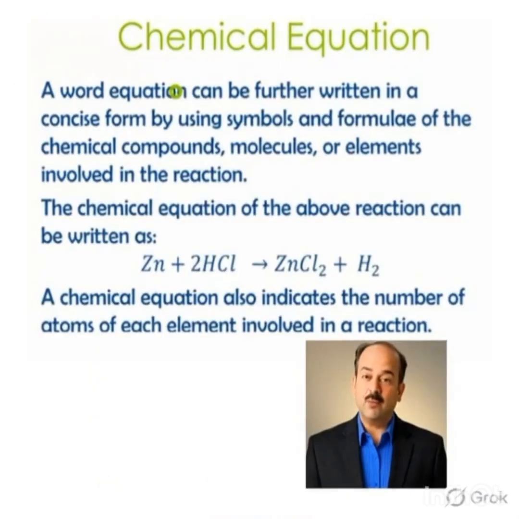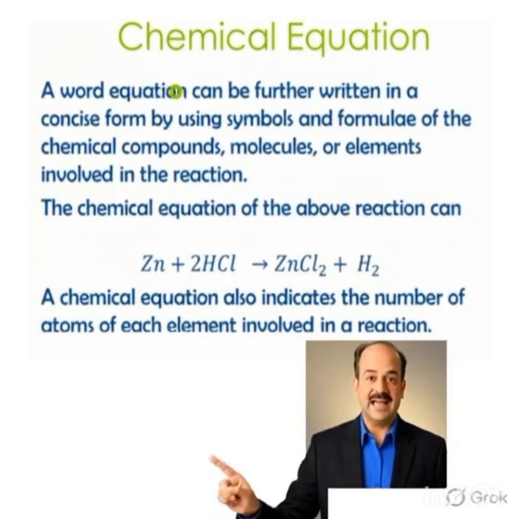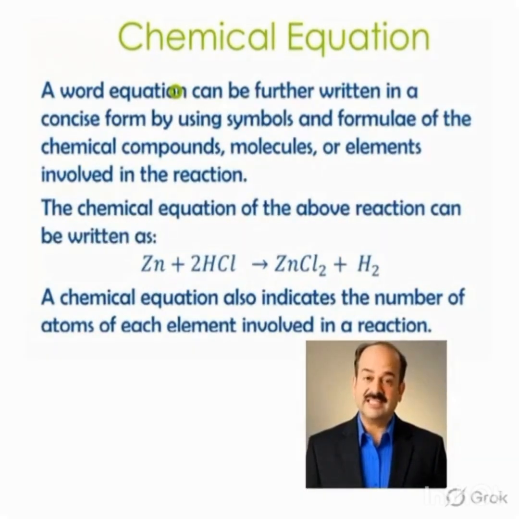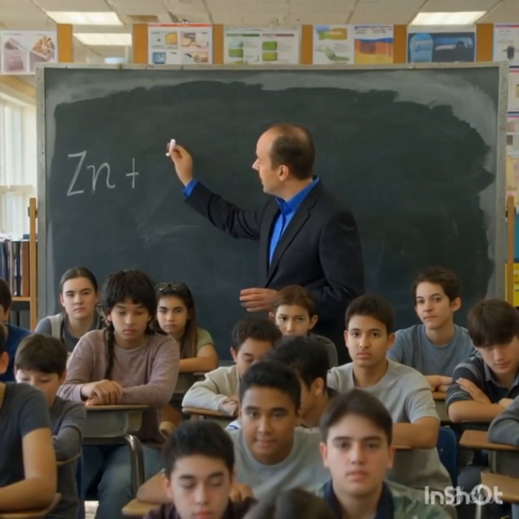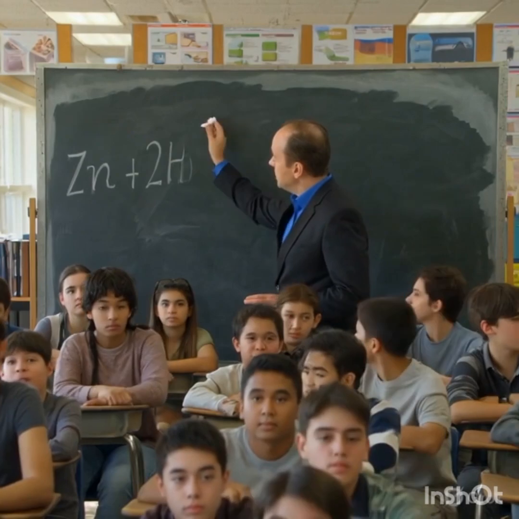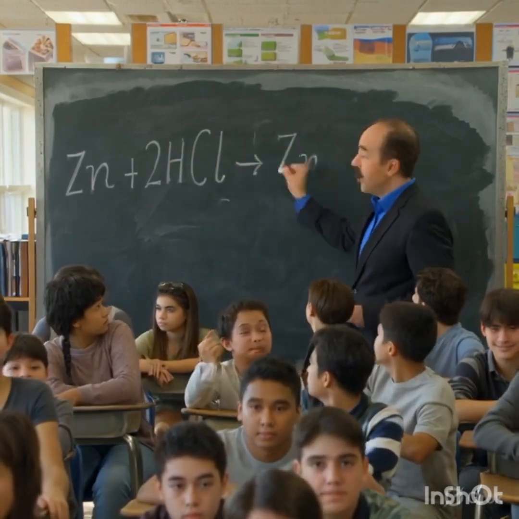A word equation can be written more concisely using symbols and formulae. For example, zinc plus hydrochloric acid gives zinc chloride and hydrogen gas. Write this as a chemical equation, starting with zinc plus 2 hydrochloric acid. This gives us zinc chloride and hydrogen gas.